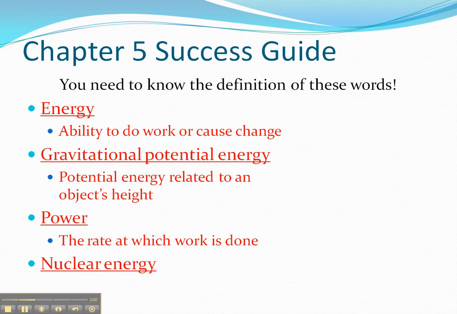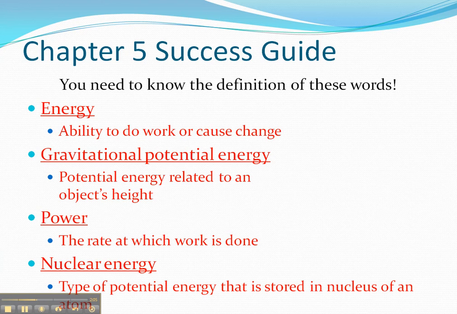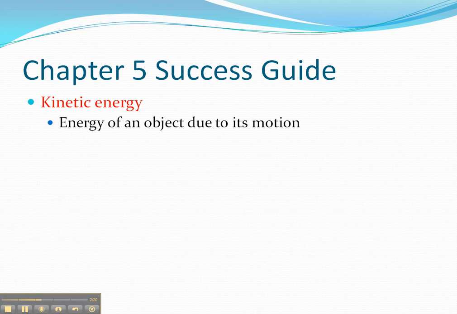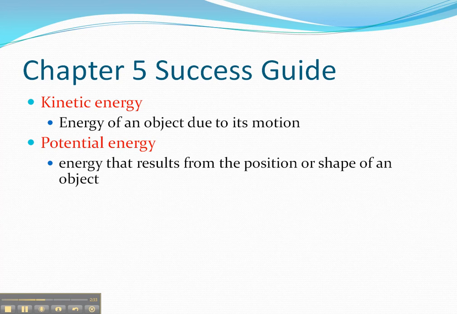Some of the other types of energy we've talked about include nuclear energy. Nuclear energy is the type of potential energy that is stored in the nucleus of an atom. Remember, that is inside the atom. It is within the interior nucleus, and it is holding the atom together. Some of the other words we've looked at are kinetic energy. Kinetic energy is the energy of an object due to its motion. So it's because the object is moving. If an object's not moving, odds are it has potential energy, whereas when it is moving, it always has kinetic energy.